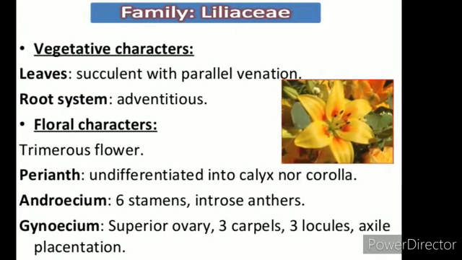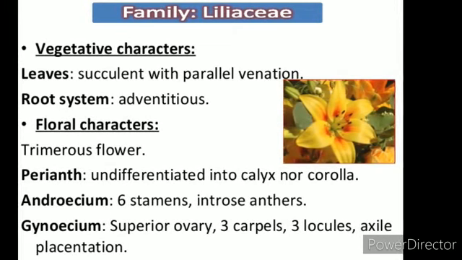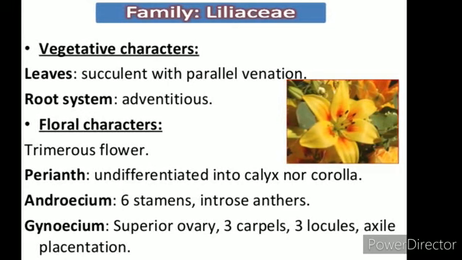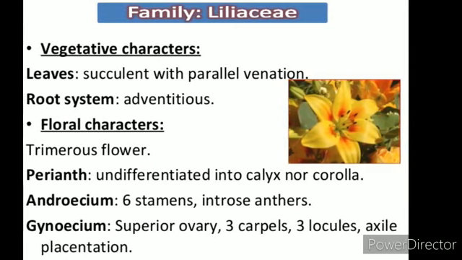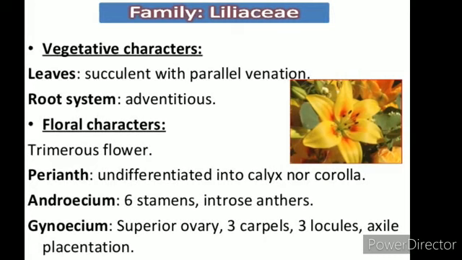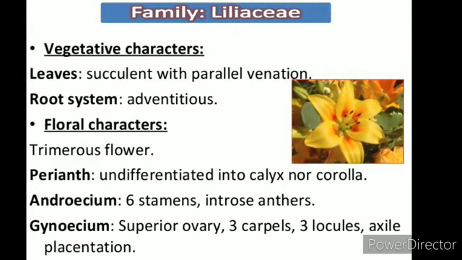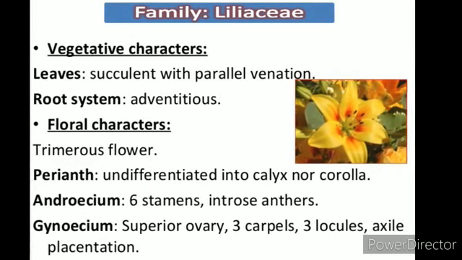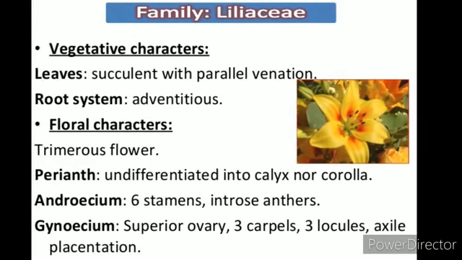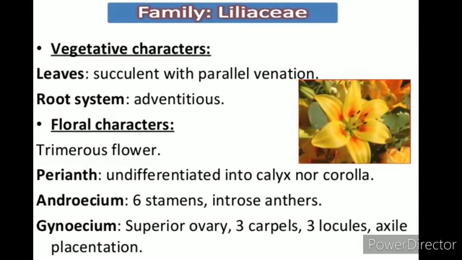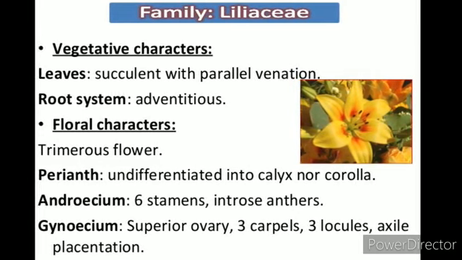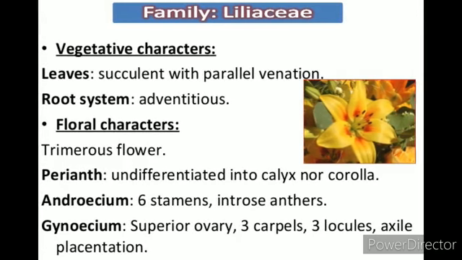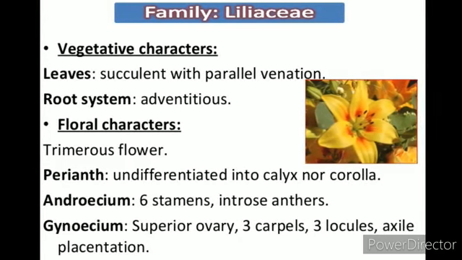So when we discuss the habit, we can see bulbs, corms, rhizome, and some shrubs are also present, herbs, trees, and of course climbers also. So almost all types of plants we can see in the Liliaceae family. Coming to the root system, we can see adventitious roots, fasciculated, tuberous in asparagus. So the most common root system in Liliaceae is adventitious roots.